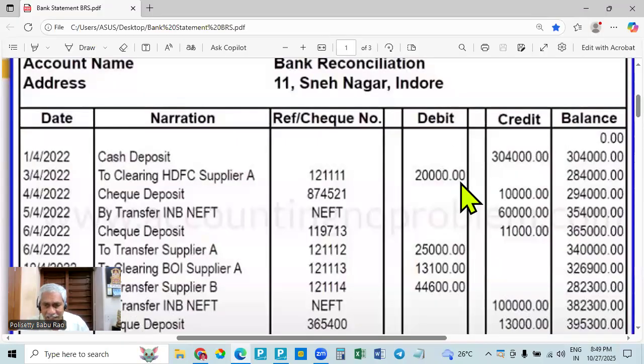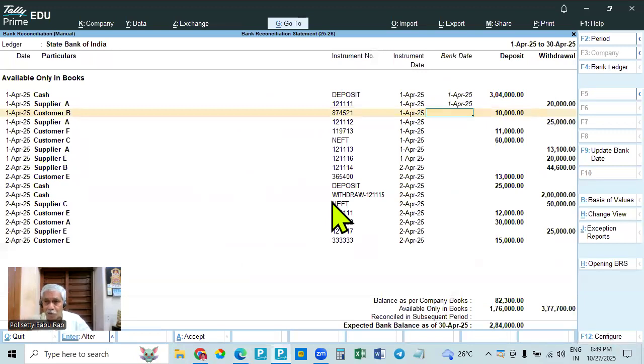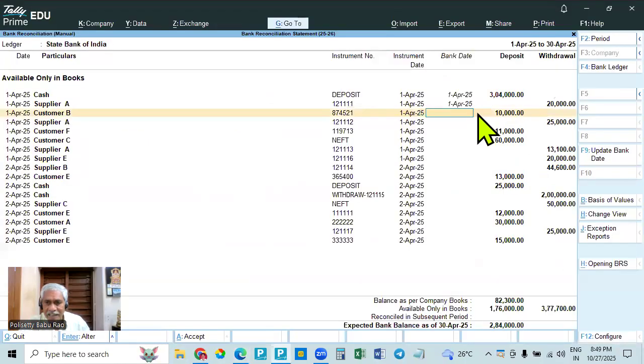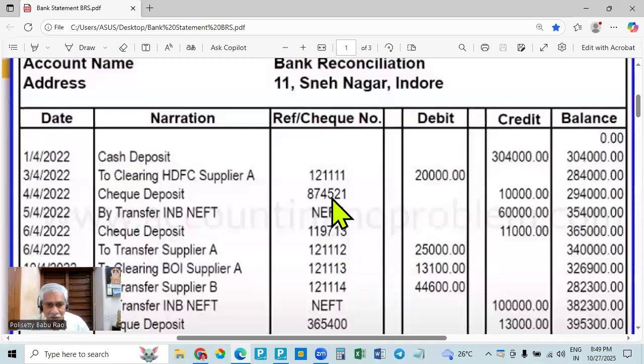Sometimes the amounts will not be shown in the bank in the same order, because when you deposit a check it will be correct, but some take two days later. So before that, some entry will be there. Okay. Next one is 10,000 debit. That is deposited by customer B. Debit means deposit. This is check number 874521. On the debit side, so it will be on the credit side. This is the deposit, so it is available.